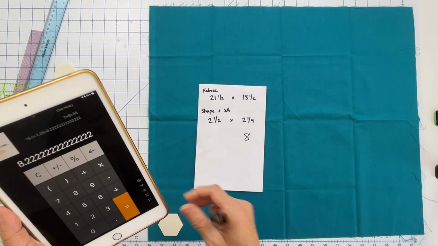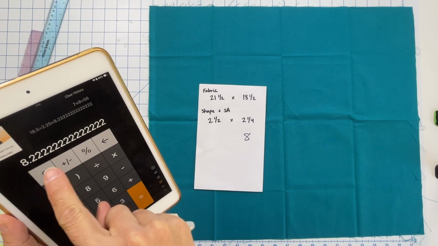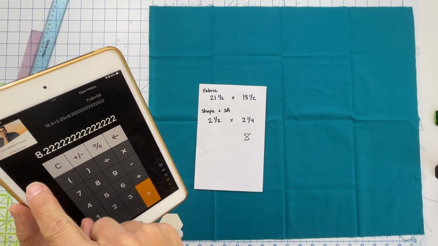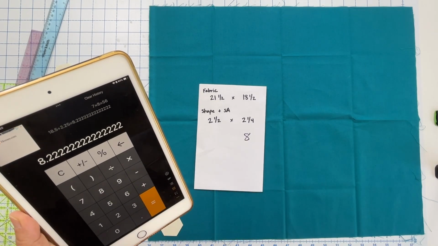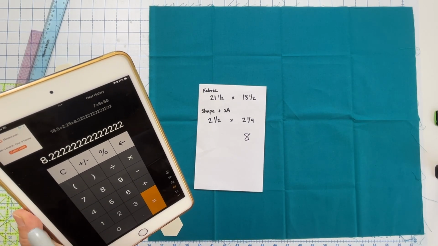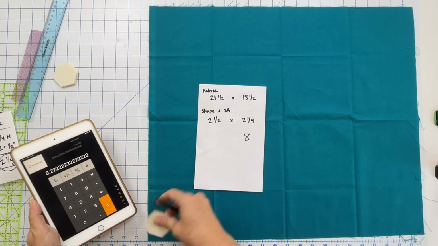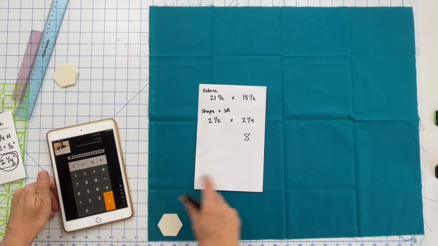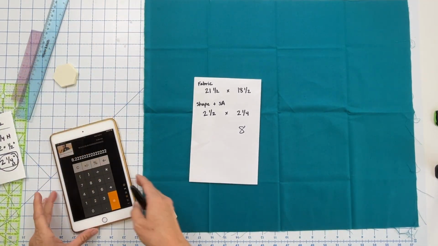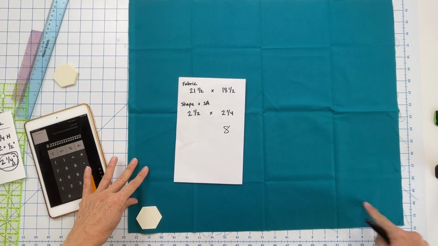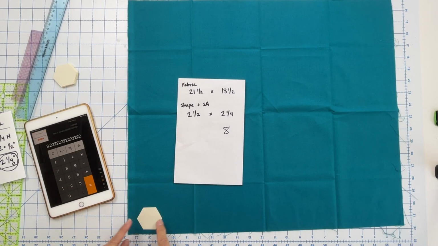Now, I want to point out that I did get an uneven fraction here, and so I'm rounding down to the nearest whole number. Even though it says 8.22222, etc., I'm rounding down to 8 because we're working with whole shapes here, right? Okay. So now that we know how many shapes will fit along the short dimension, we're going to do the same exact thing for our long dimension. And again, I'm having my shape arranged so that the long dimensions of my shape plus seam allowance are going parallel to that long edge of the fabric.